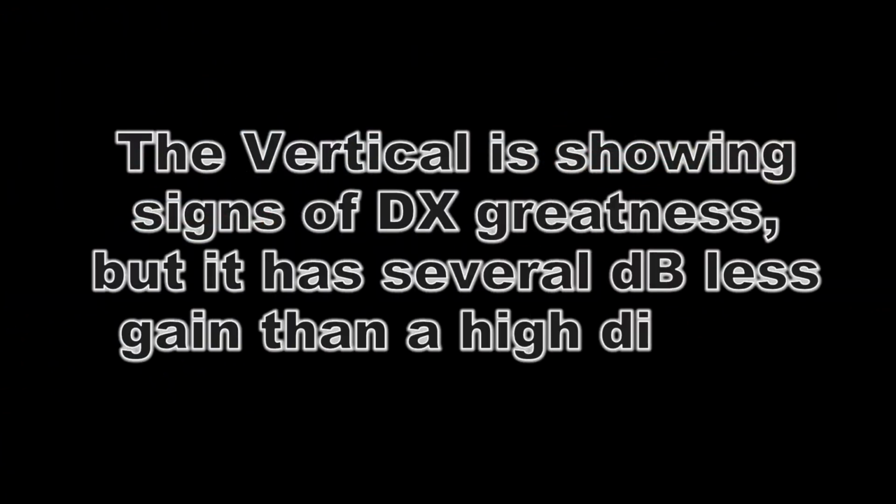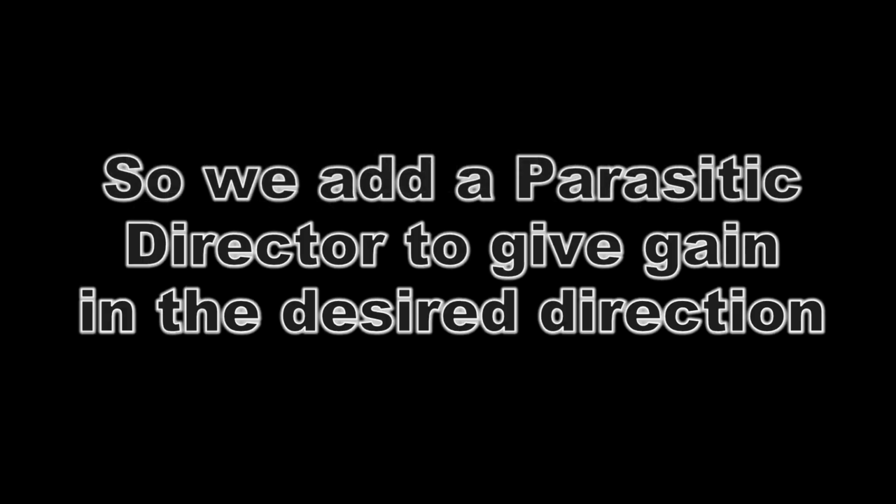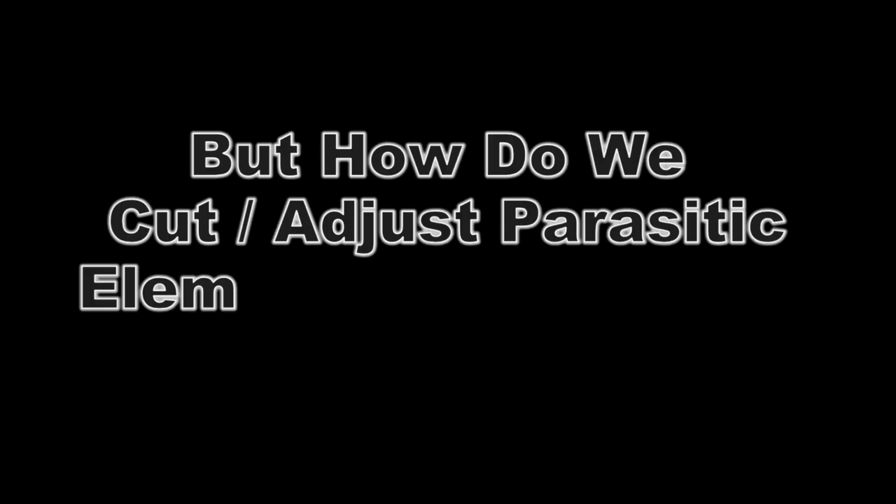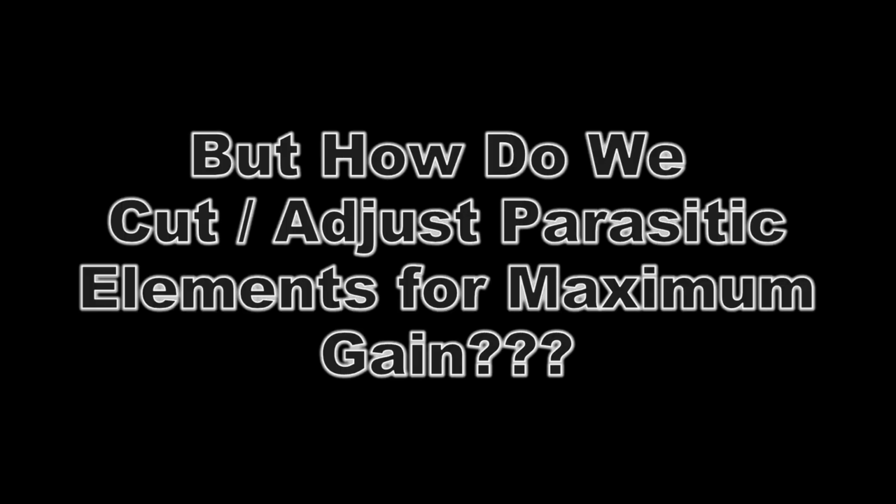A full-size vertical, whether ground-mounted or elevated, is going to give you some beautiful performance for DX. It's going to be a low-angle radiator. But we would like to add a parasitic director and see if we can get a little bit of gain in the desired direction, which for me is towards Europe. How are we going to adjust that parasitic element for maximum gain?